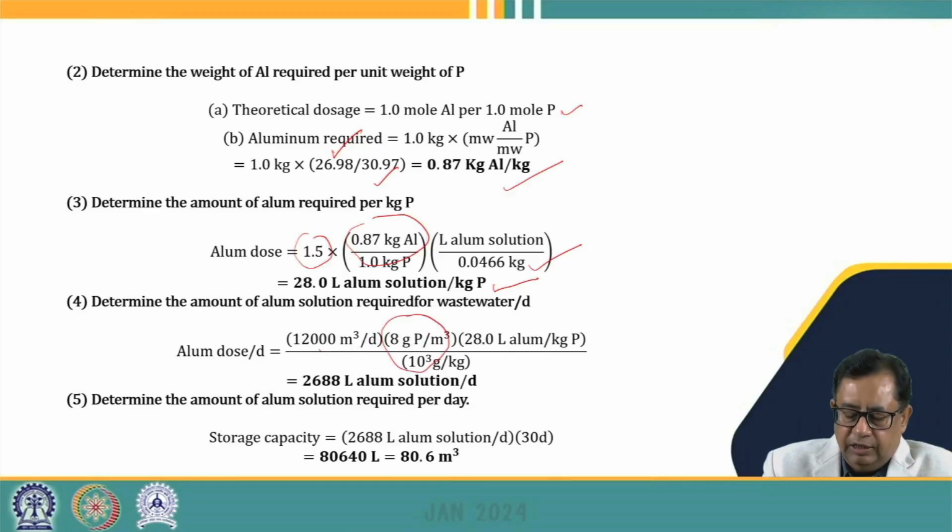And we know that the solution requires 28 liters of alum per kg of phosphorus. So we can multiply it, and we find that we need nearly 2688 liters of alum solution per day. For 30 days, nearly 80,640 liters will be required. So we need a storage capacity of nearly 80.6 cubic meters for a 1-month period.